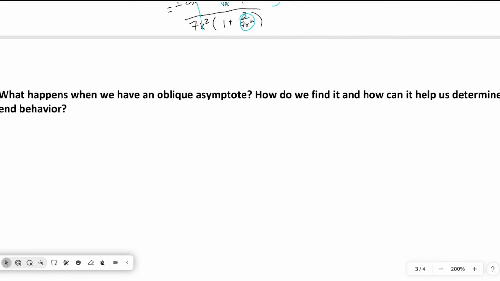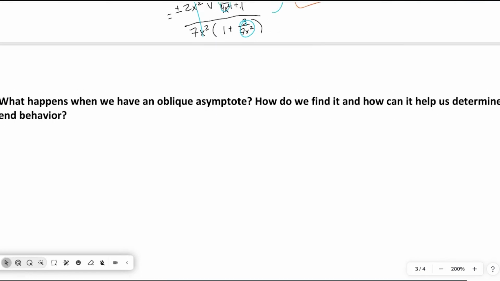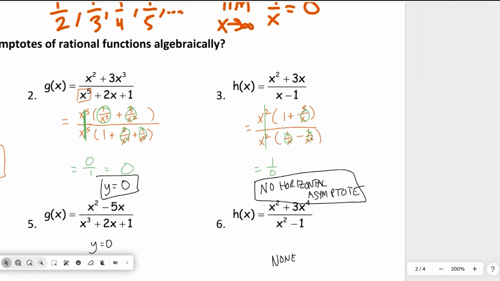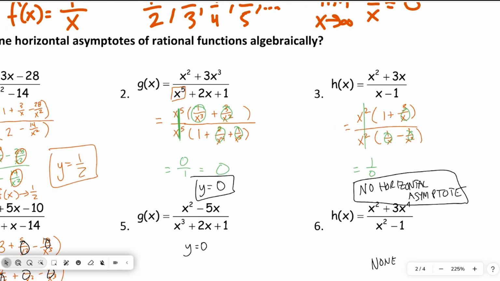Okay, so what happens when you have an oblique asymptote? Like in those situations where we have no horizontal asymptote, like we saw a couple of those up here, right? Both of these had no horizontal asymptote, but we still want to be able to answer the question, what's happening as x goes to infinity. Either the function's going to go up to infinity, or it's going to go down to negative infinity. So you want to be able to tell which one it's going to be.